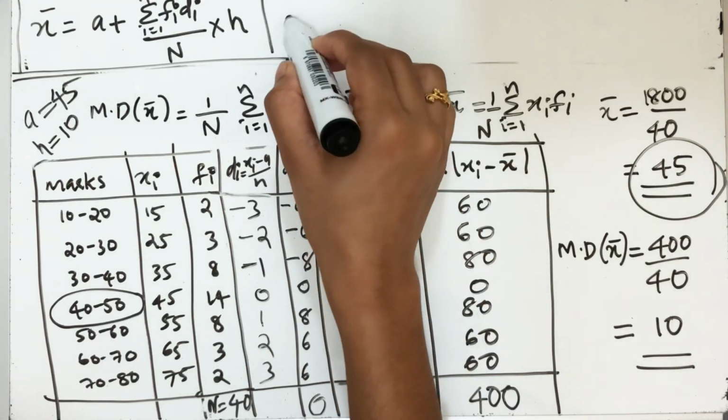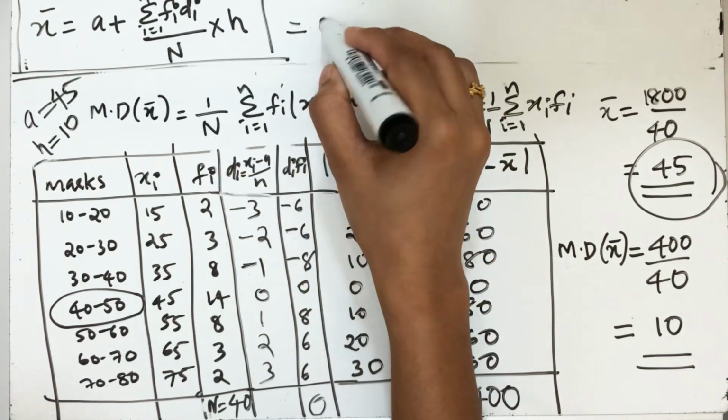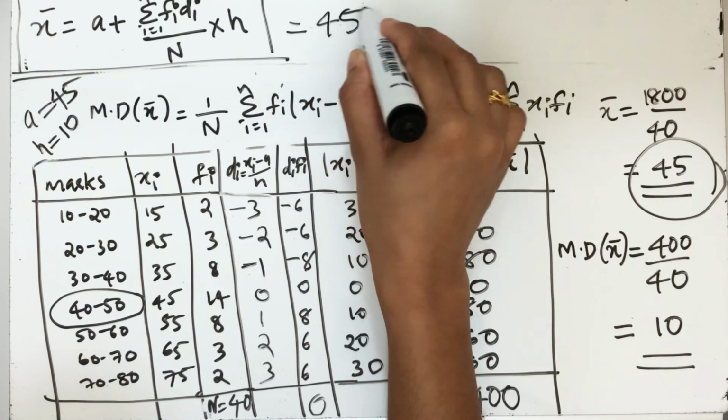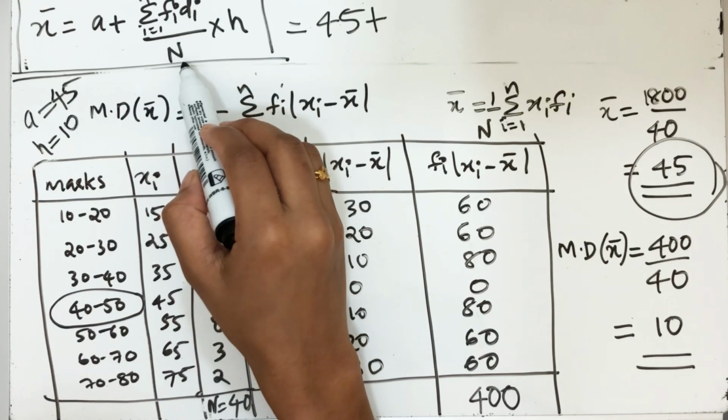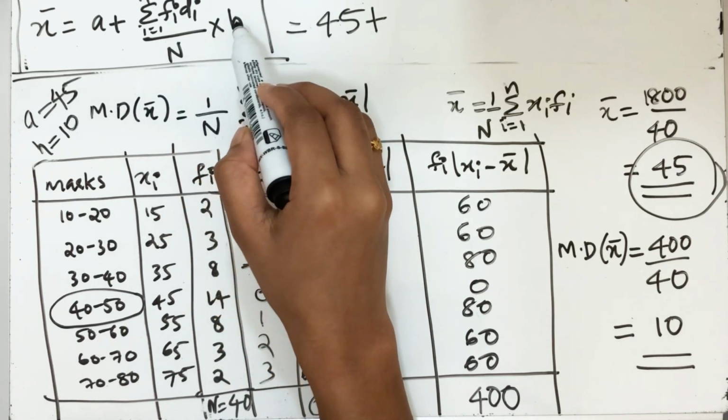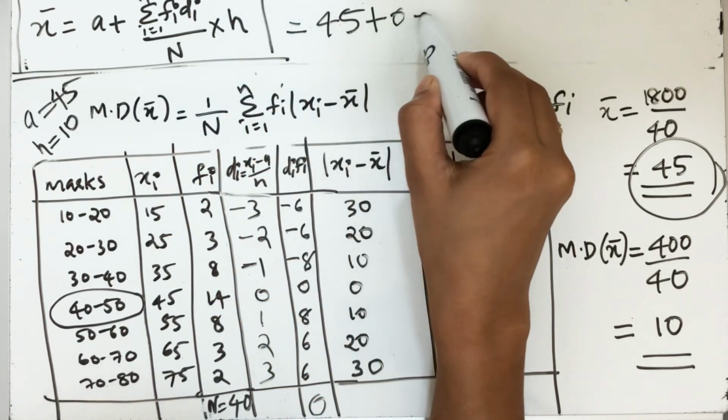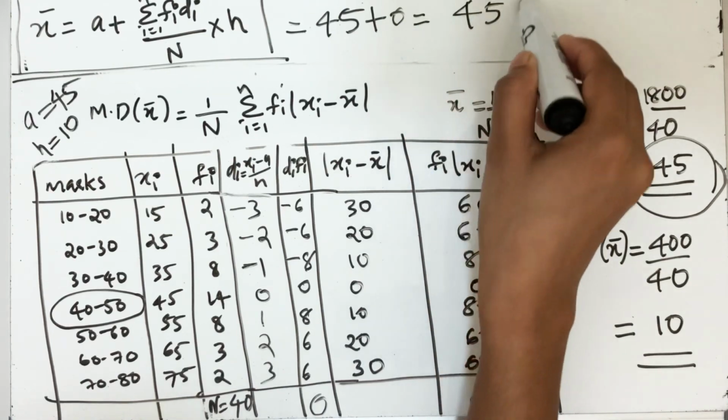So what will be x bar? X bar is equal to a plus, a is 45 here. Sigma fi di is 0. 0 by n is again 0. 0 into h again 0. So 45 plus 0, which is equal to 45. So this is the mean.